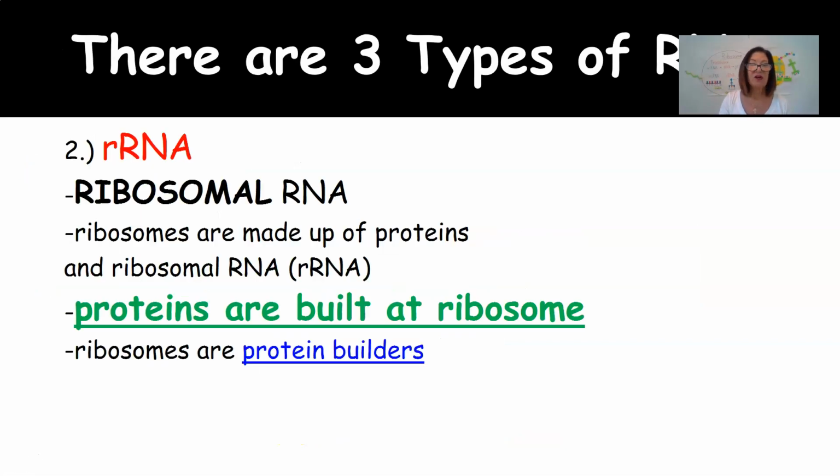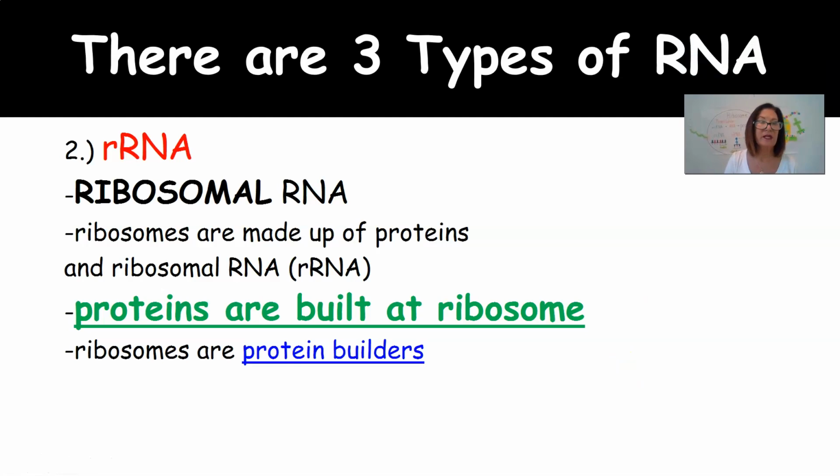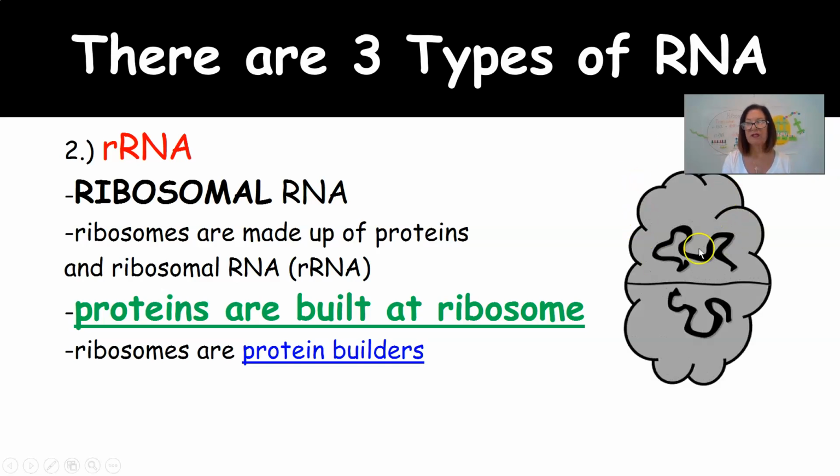Then we have rRNA. Let me move this so you can see. rRNA is called ribosomal RNA. This is what makes up the ribosomes, hence ribosomal RNA. So the ribosome that's going to actually put together the protein is made of RNA. Sometimes we've called them the protein builders or something to that effect. And they kind of look like this. This is where the mRNA and the tRNA are going to meet up.